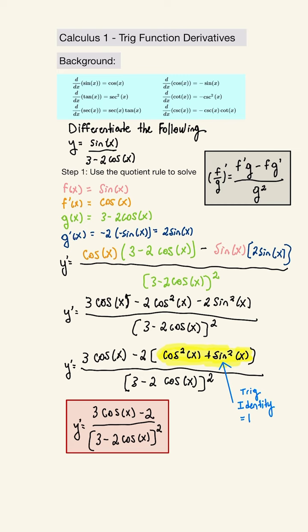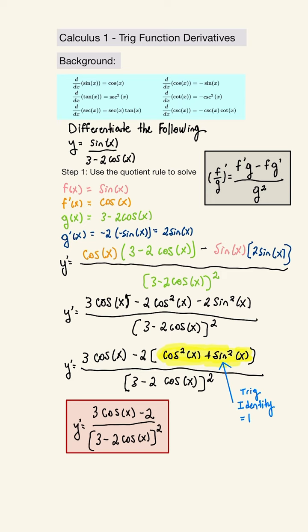The next step in solving this example problem is we want to plug in our f of x, f prime of x, g of x, and g prime of x into this equation in order to get the derivative. So you can see here we have cosine x for the f prime position. We have 3 minus 2 cosine x for the g position. And then we have sine of x for the f of x position. And we have 2 sine of x for the g prime position, which is going to all be over 3 minus 2 cosine x squared for the g squared position.